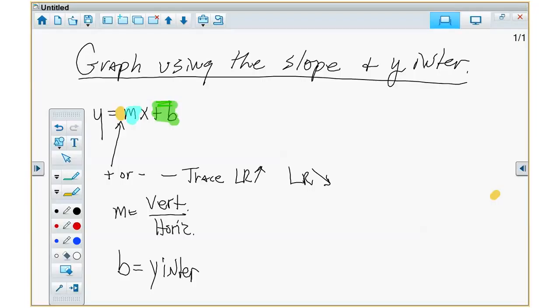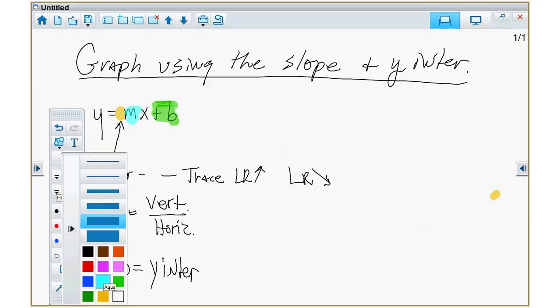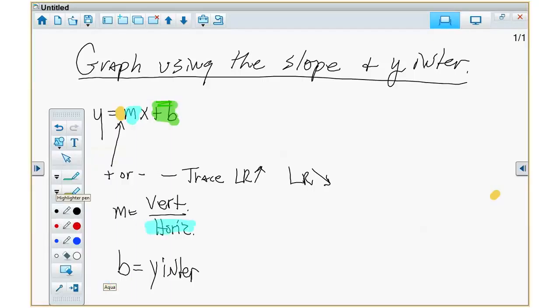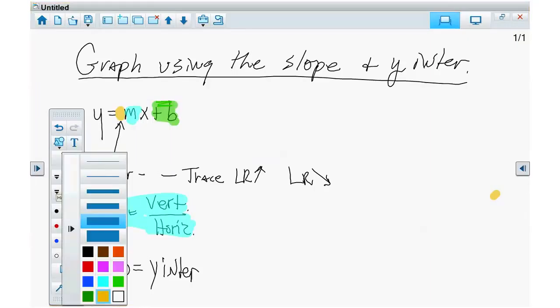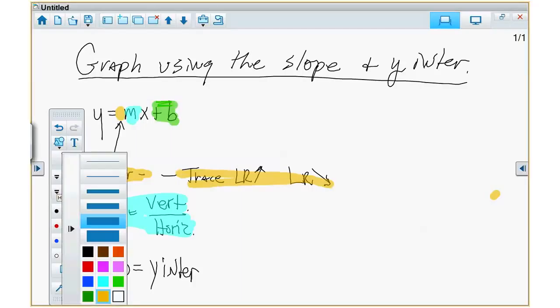Okay, so you don't even have to do any math on this one. You just have to look at the equation. And those are the three things that you're going to be given. You're going to be given the vertical over horizontal. You're going to be given the direction of the slope. And you're going to be given the y-intercept.